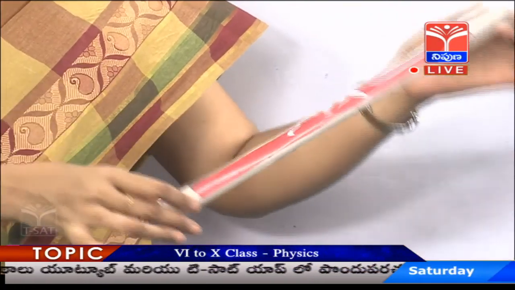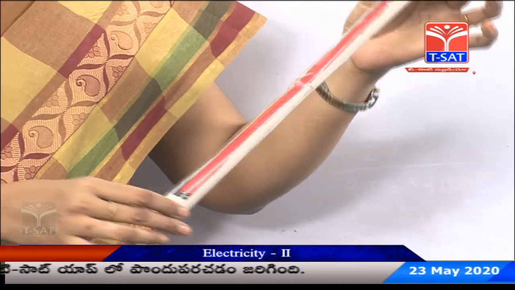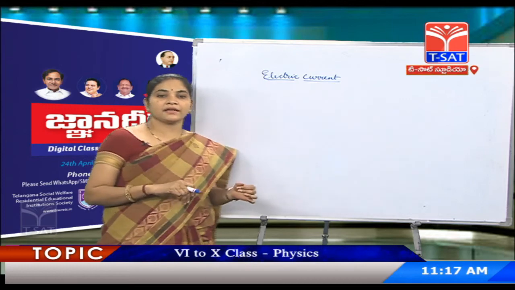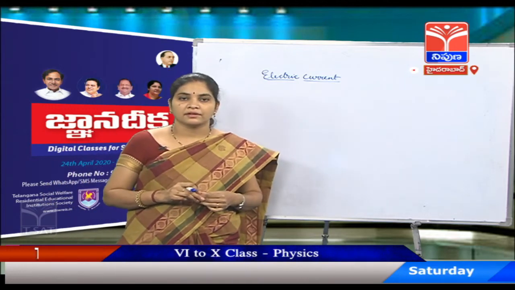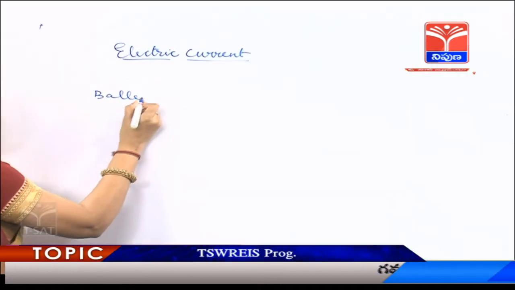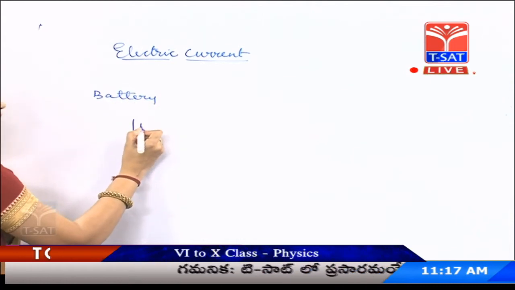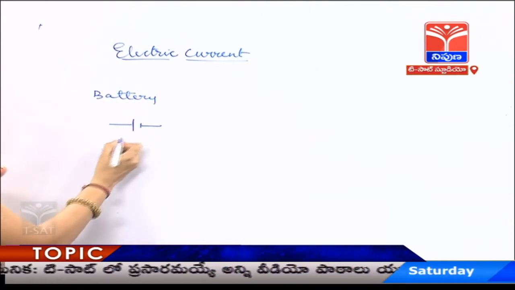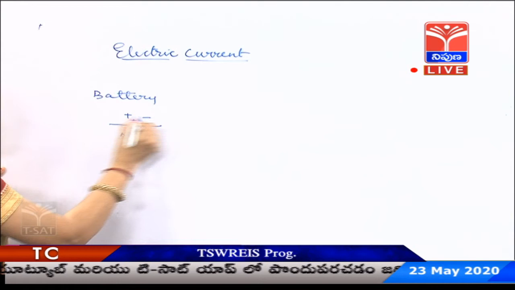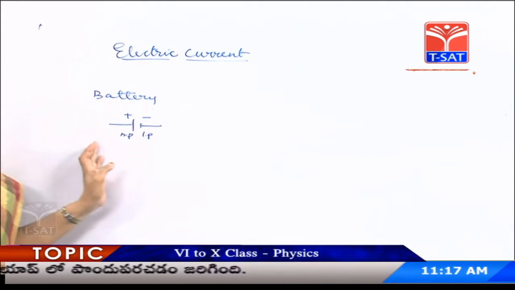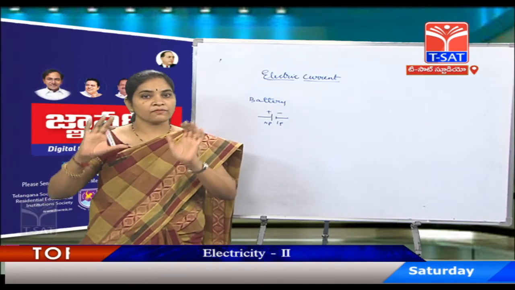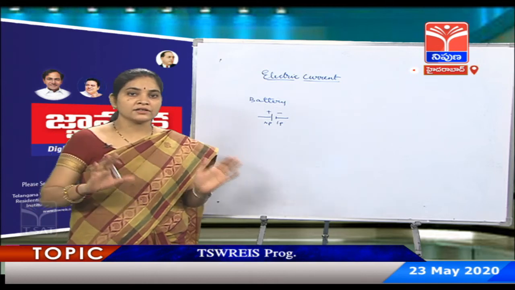I think you have understood how the battery is going to work when it is connected in the electric circuit. Exactly. When a battery is connected in the circuit, it creates a potential difference. One end is at higher potential, another end is at lower potential.